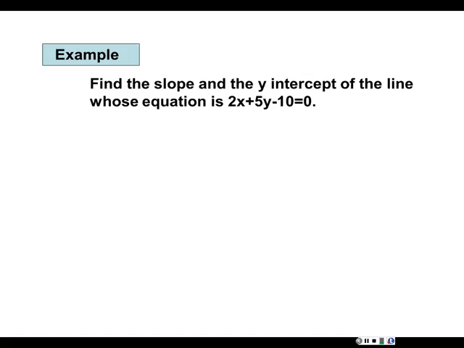Okay. This is in general form. We want to find the y equal to mx plus b form. Once we have it, we can draw the line from the slope and the intercept.